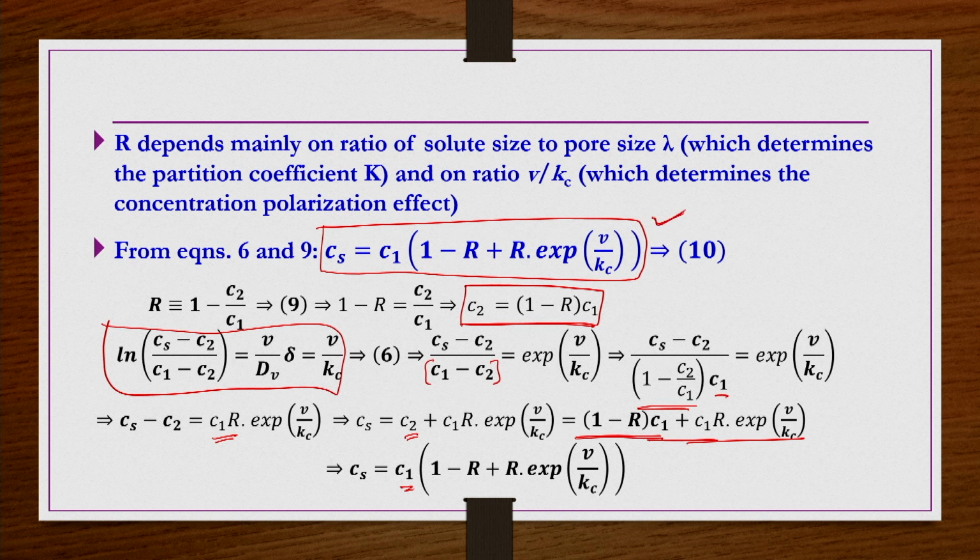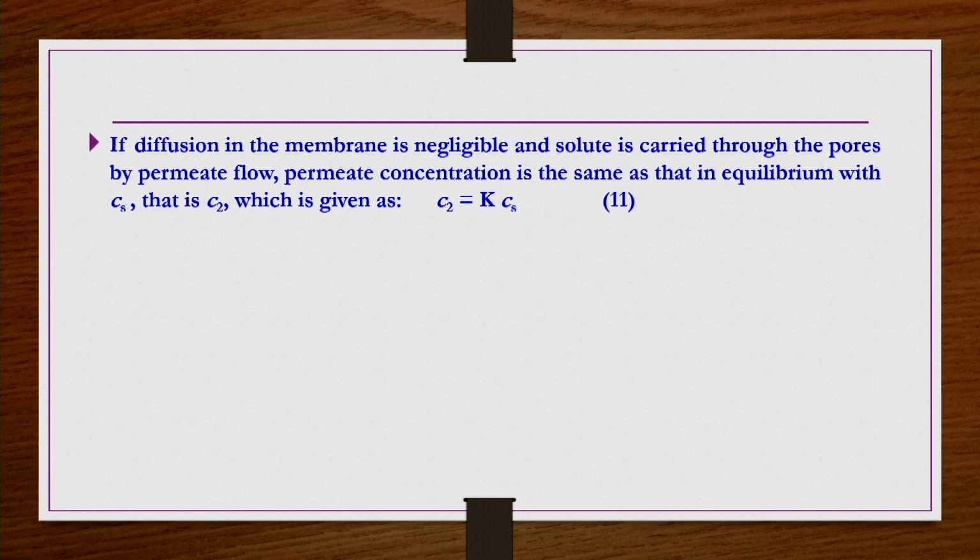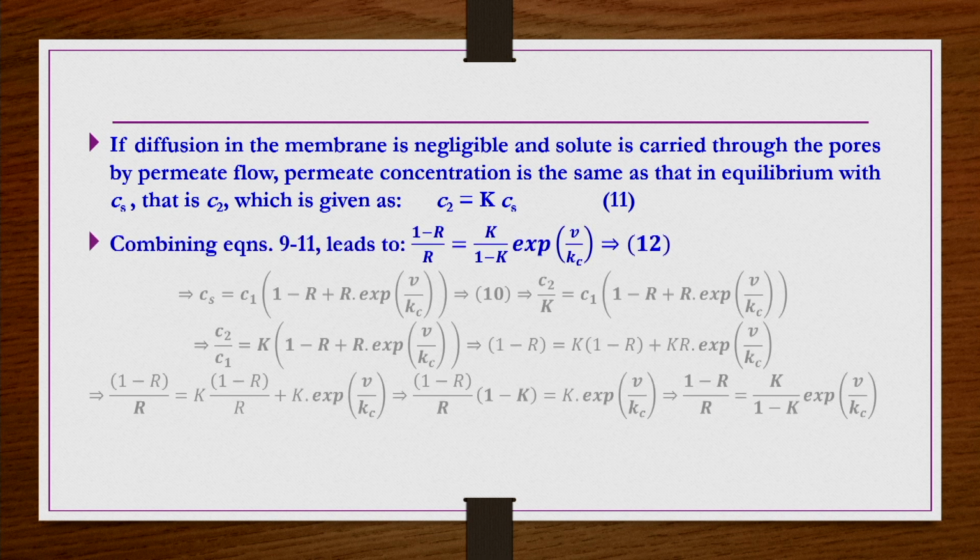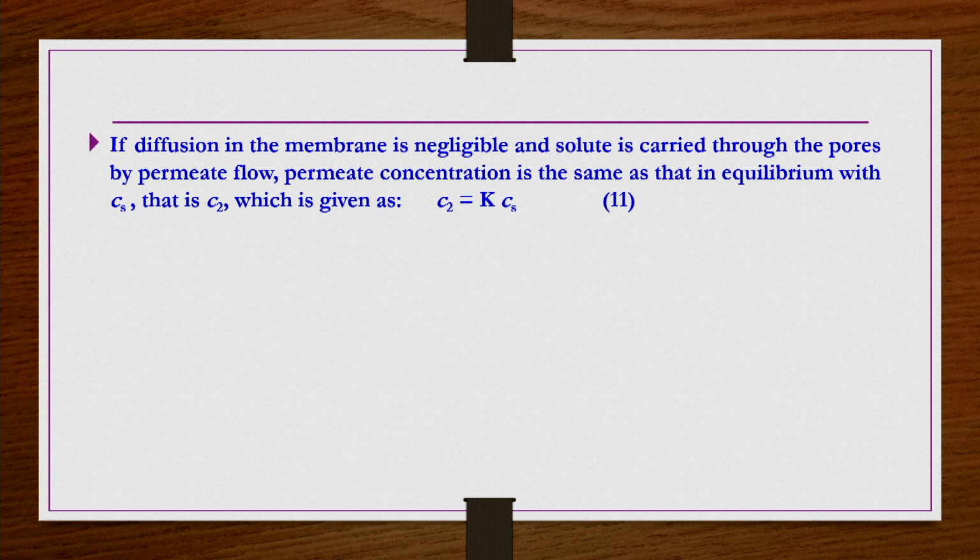That means if you know the retentate concentration, you can know the surface concentration or solute concentration at the membrane surface through this expression, once you have the V, Kc and C1 information along with the rejection. If the diffusion in the membrane is negligible and solute is carried through the pores by permeate flow, the permeate concentration is the same as that in equilibrium with the Cs, that is C2. That picture we have, right. So, like this, the membrane surface we are having.